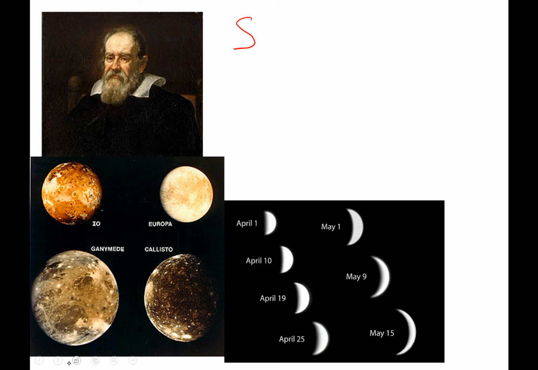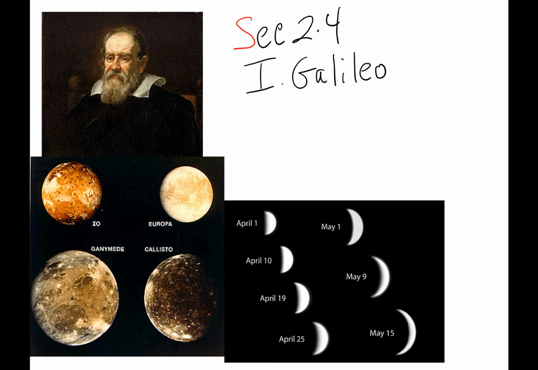So, I don't really want red. Let me change my color here real quick. Let's do black. This is from section 2.4 of your OpenStax textbook, trying to understand orbits and gravity. And we are starting with Galileo. Hopefully, by the end here, you'll see how all this fits together with Kepler's laws and Newton's laws and gravity.